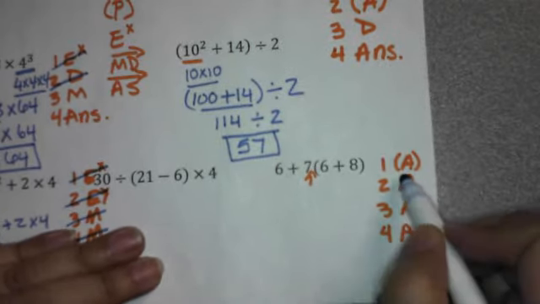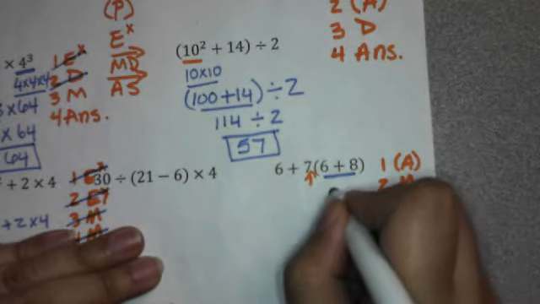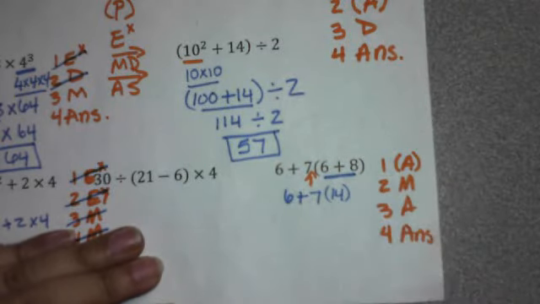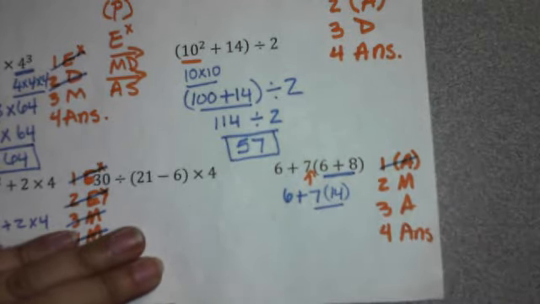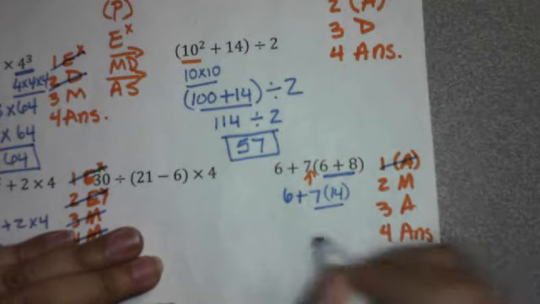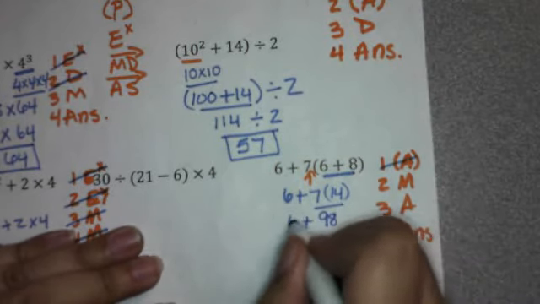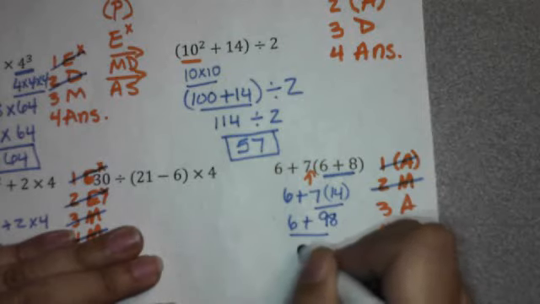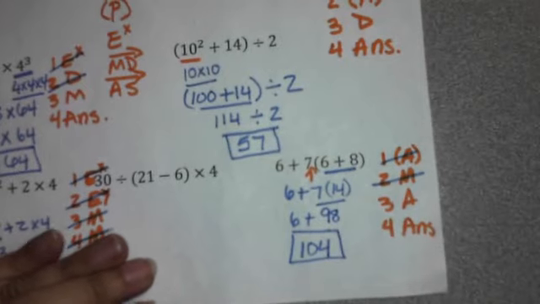So let's work inside the parentheses first. Step number 1, 6 plus 8 is 14. Rewrite. Step number 2 means you multiply. 7 times 14 is 98. Rewrite. Step number 3, add. 98 plus 6 is 104, and that would be your answer.